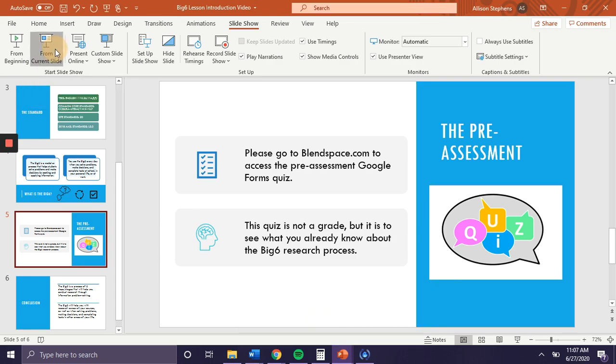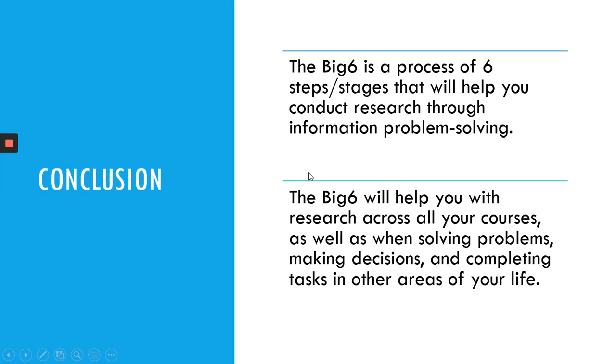Okay, so after we are finished with our pre-assessment, let's go ahead and conclude our lesson. The Big 6 is a process of 6 steps or stages that will help you conduct research through information problem solving. And the Big 6 will help you with the research across all of your courses, as well as when solving problems, making decisions, and completing tasks in other areas of your life. And so we're going to go ahead and go through the Blendspace lesson, which will mean that you are going to watch a video about the Big 6, and then we will go over the steps.